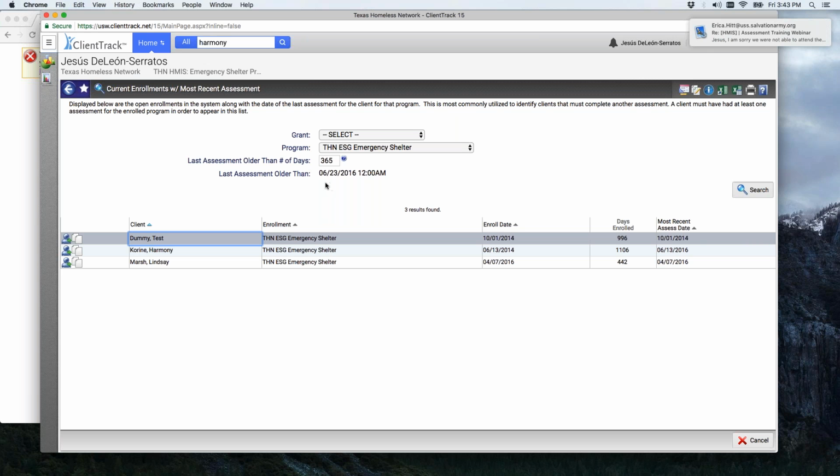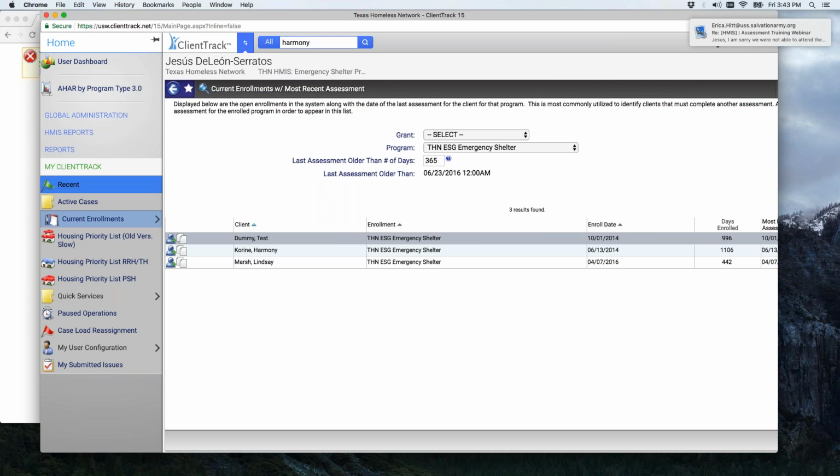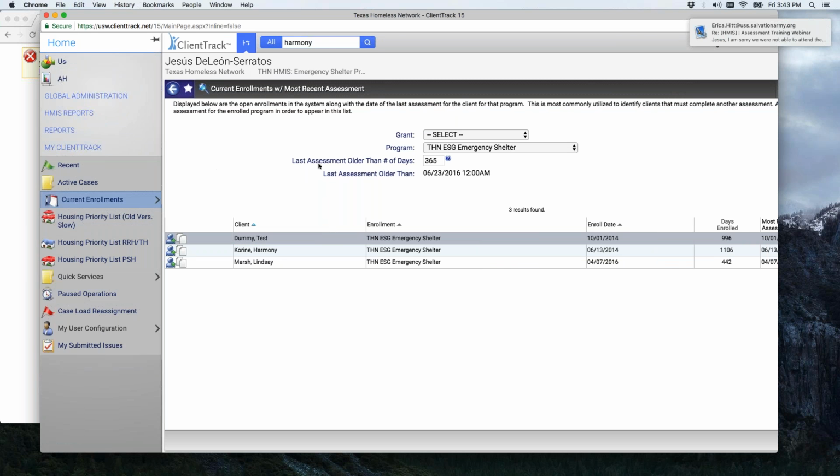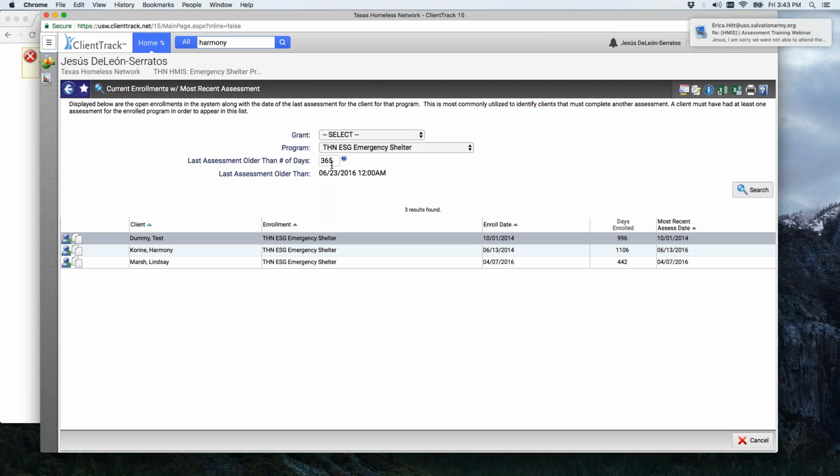And again, this is easy because you can just come here. Again, I'm going to tell you where: my client track, current enrollments, open enrollments with most recent assessments, just put there a year. If you have to assess your clients every 90 days, just put 90 days there and it will tell you the same. But this pretty much tells you which clients need to be assessed.